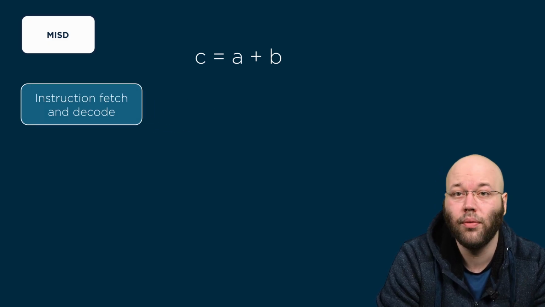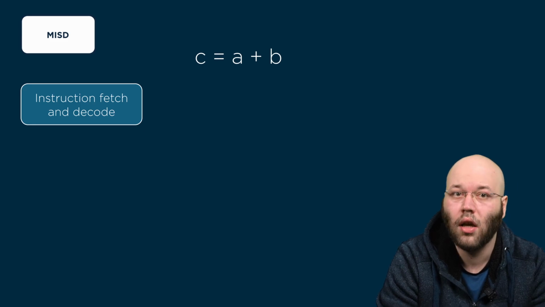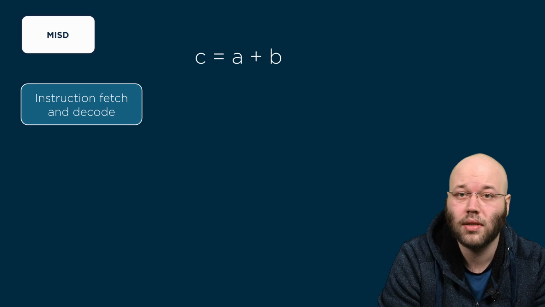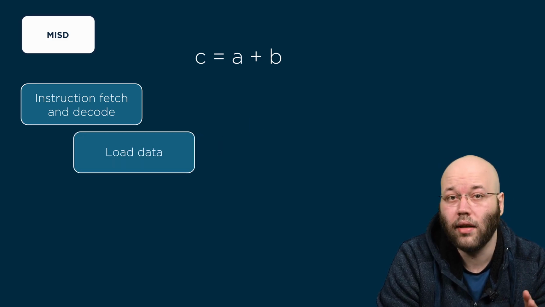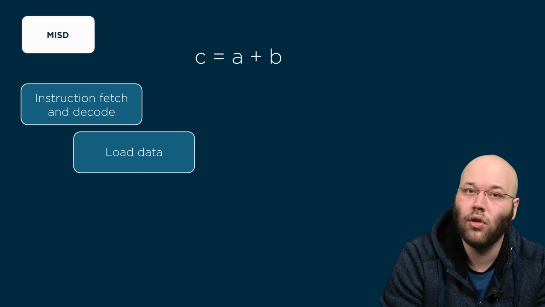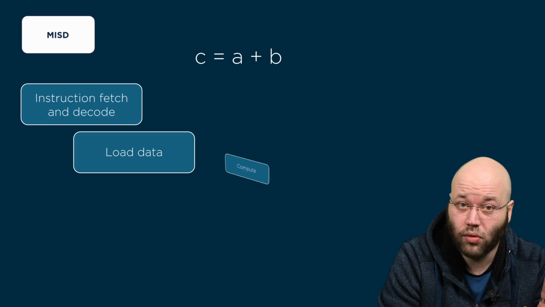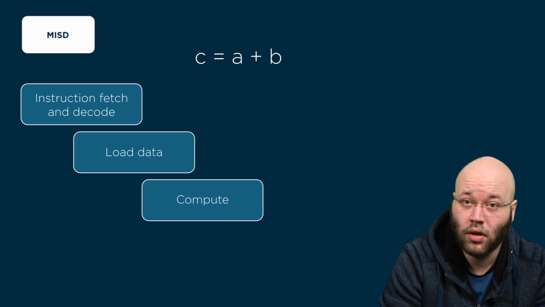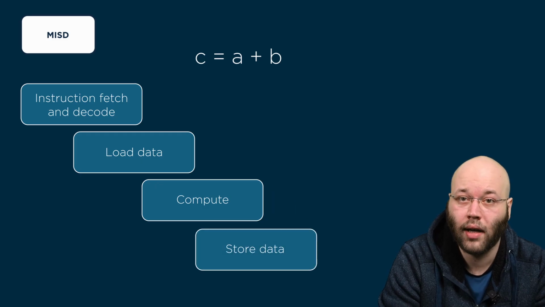Instruction fetch and decode. The CPU retrieves the instruction, C equals A plus B, from memory, and it interprets the instruction and determines what needs to be done. Load data. The processor loads the values of A and B from memory or registers. Compute. The arithmetic logic unit, or ALU, performs the addition, and store data, the result is written back to memory or a register.